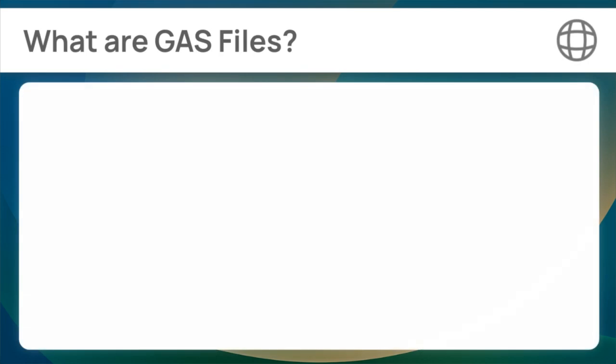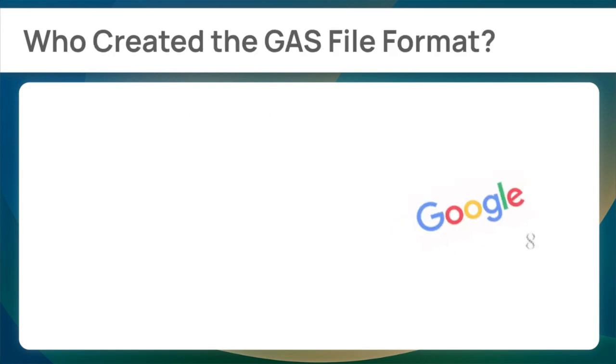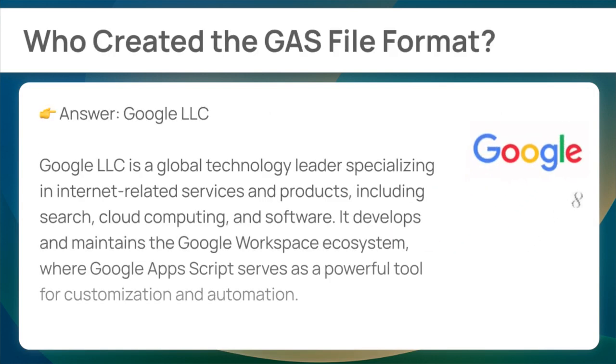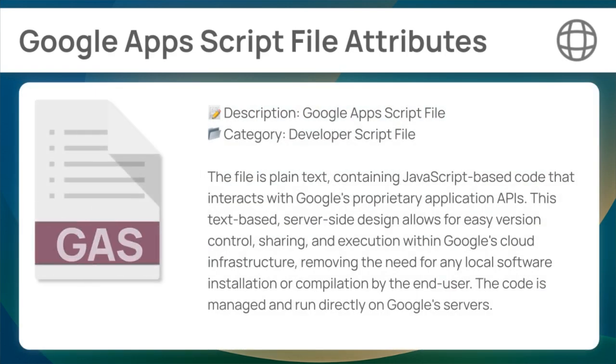A GAS file contains source code written in Google Apps Script, a cloud-based scripting language based on JavaScript for automating tasks across Google products like Sheets, Docs, and Gmail. Users create these files within the Google Workspace ecosystem to build add-ons, create custom functions, and integrate different Google services programmatically. The file is plain text containing JavaScript-based code that interacts with Google's proprietary application APIs.